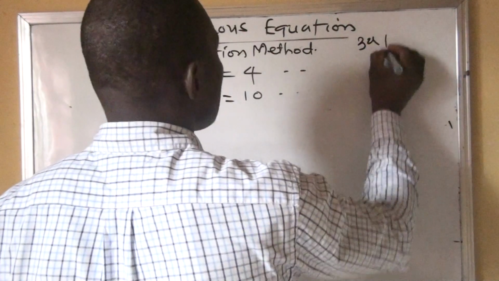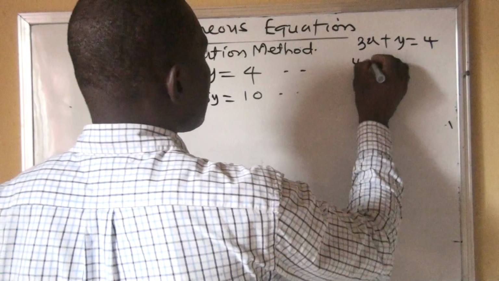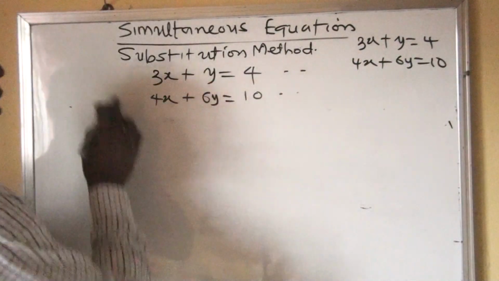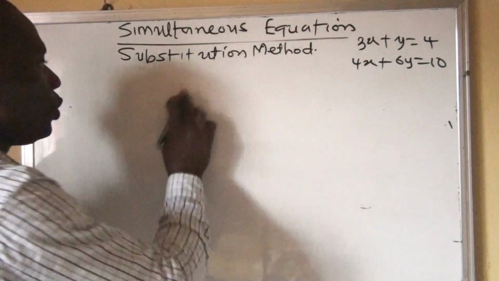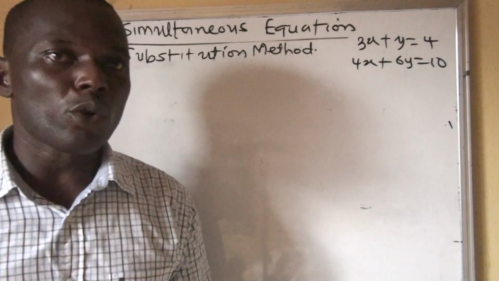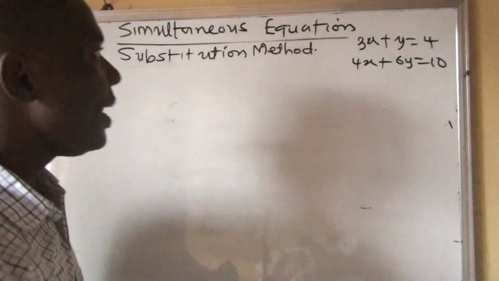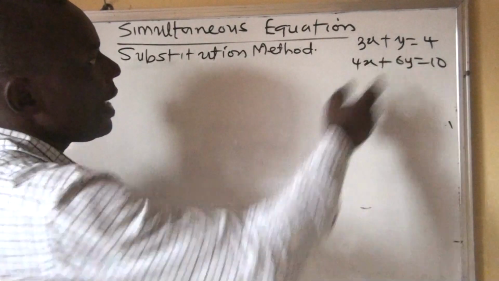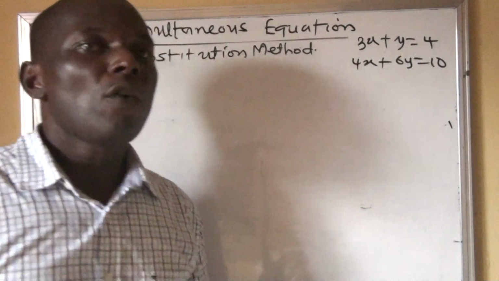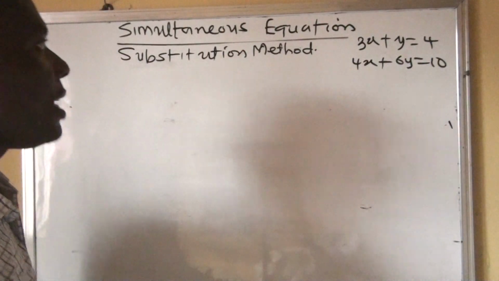So here we have 3x plus y is equal to 4, and then 4x plus 6y is equal to 10. Now, what do we mean by substitution? Substitution simply means to use one thing to represent another. In the substitution method, we have two unknowns, and we tend to make one of them the subject of the formula or subject of the relation. That's the first thing you do.